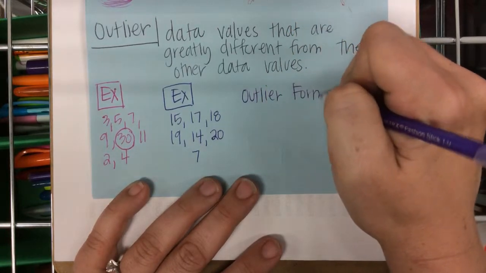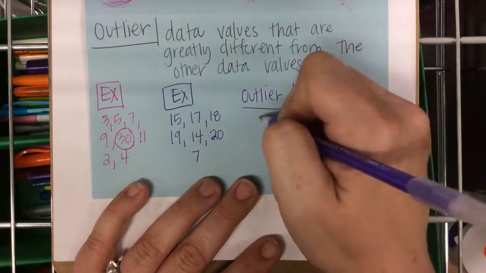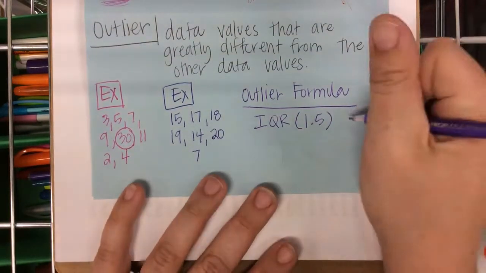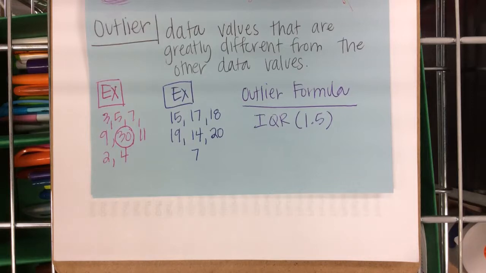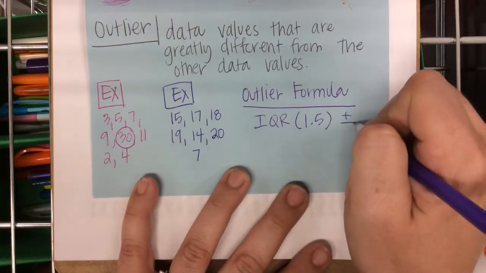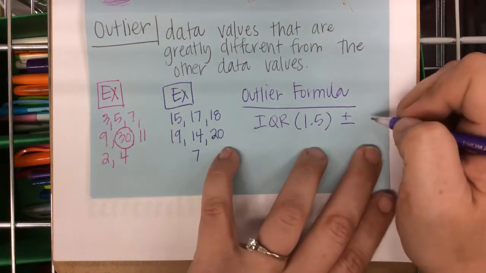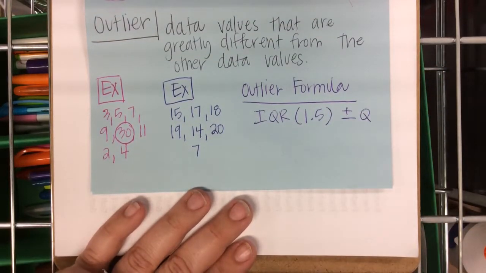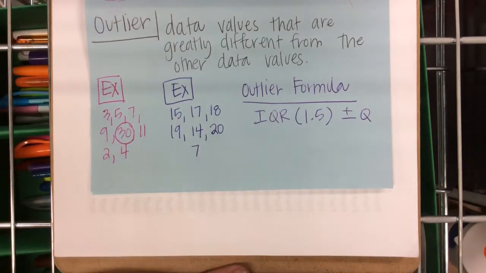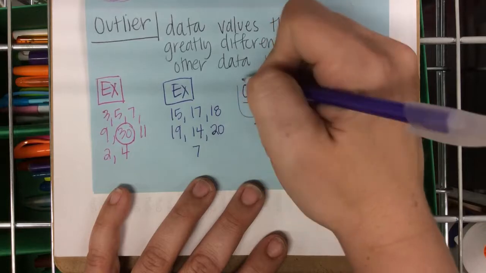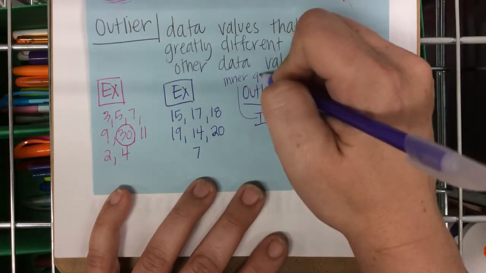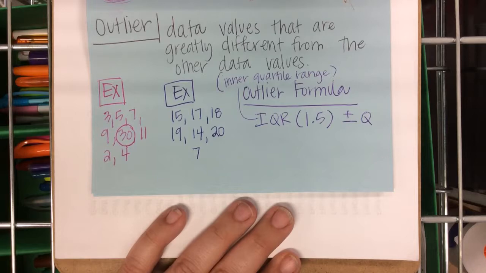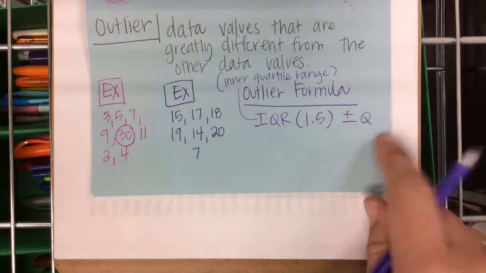The outlier formula is as follows. The IQR times 1.5, then plus or minus the quartiles. What does IQR stand for? Do you remember that? Tommy? Good. The interquartile range. Times 1.5 plus or minus the quartiles.